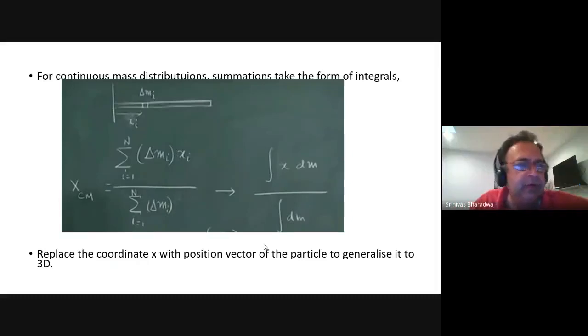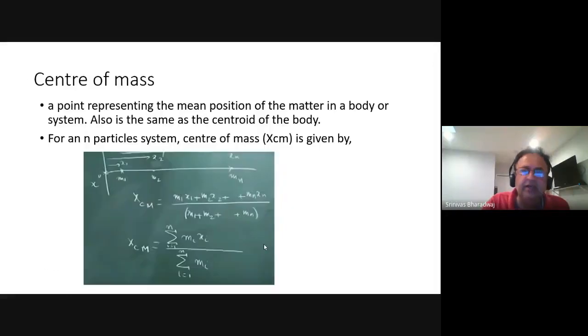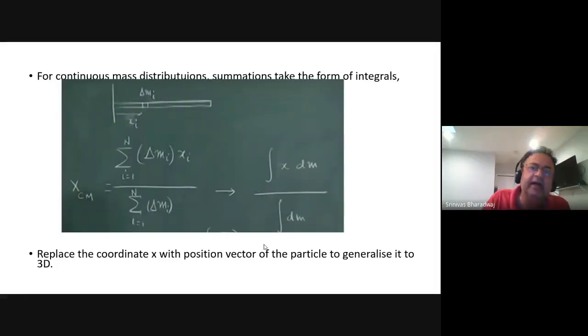Now, when you have to evaluate a continuous mass, instead of sigma mi xi, the equivalent using calculus is integral x dm by m, and m is integral dm. So integral x dm by integral dm will give you the x coordinate of the center of mass.